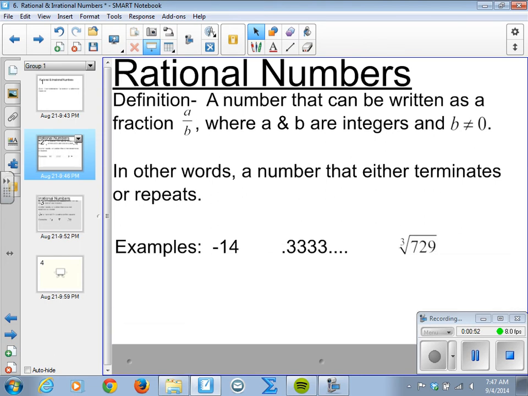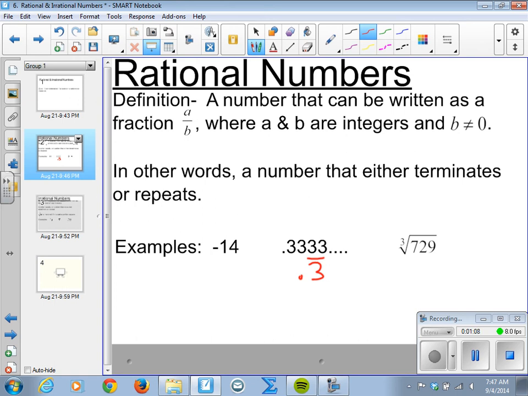For example, -14, which ends right at -14. We've got our 3/10 repeating. Okay, repeat, so it's good. You guys also know that can be written this way, with a little repeating bar over the repeating digit.